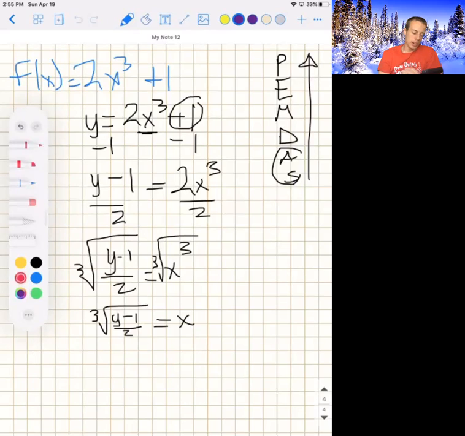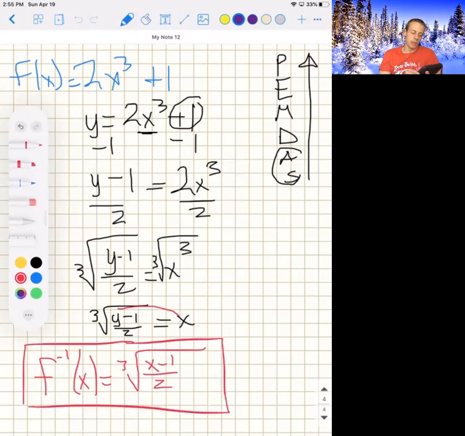And so to make it our inverse function, or again, the inverse function notated like this, our final step has to be flipping the x and the y. So this would be the cube root of (x minus 1) divided by 2. Okay, so that's how you would find your inverse function, even if it's something a little more tricky than just a regular linear function. All right.